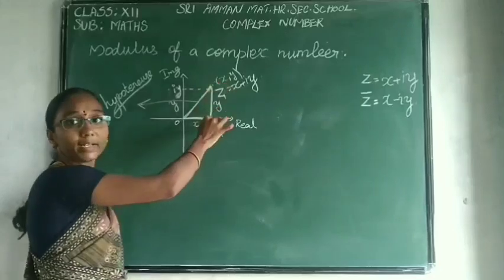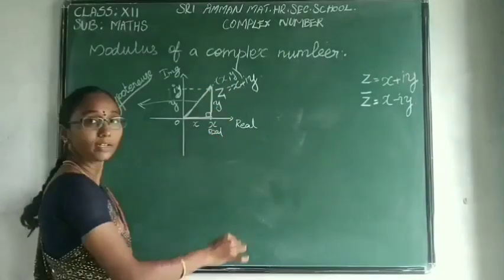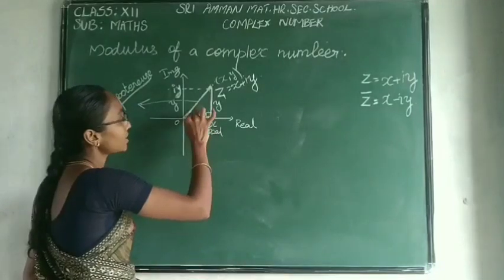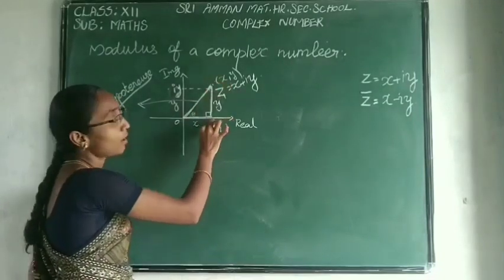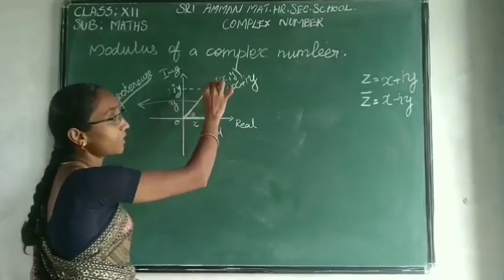This is a right angle triangle. In this right angle triangle, this is 90 degrees. Consider this angle as theta. This one is the opposite side, this one is considered the adjacent side, and this part is the hypotenuse.